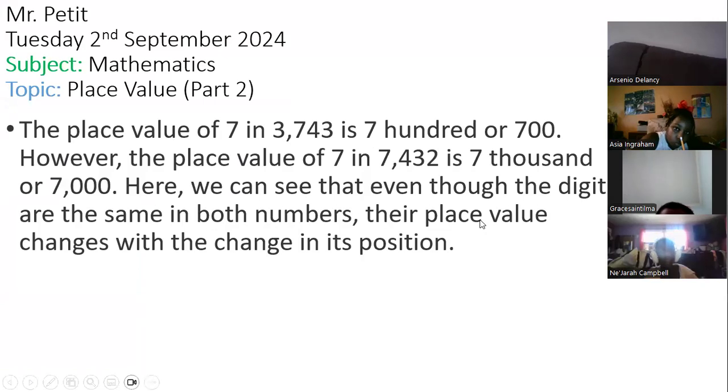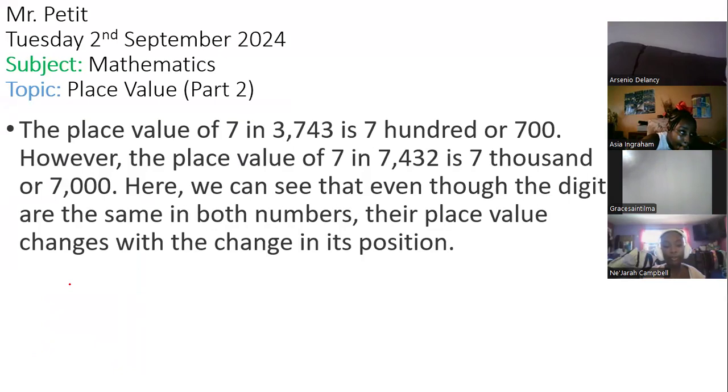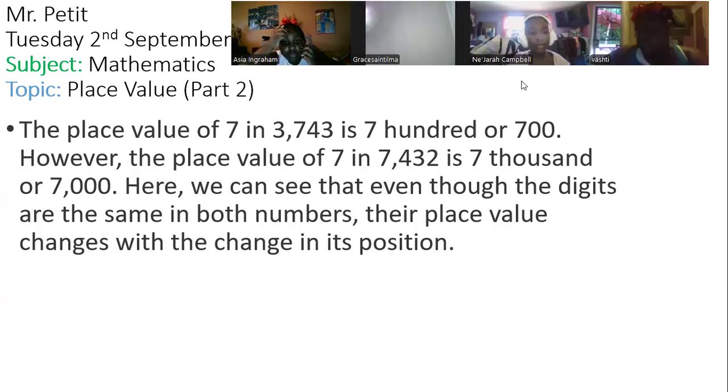Najara Campbell, can you read this, please? The place value of 7 in 3,743 is 700. However, the place value of 7 in 7,432 is 7,000. Yes. Here, we can see that even though the digits are the same in both numbers, their place value changes with the interchange in its position. Very good. Thank you.